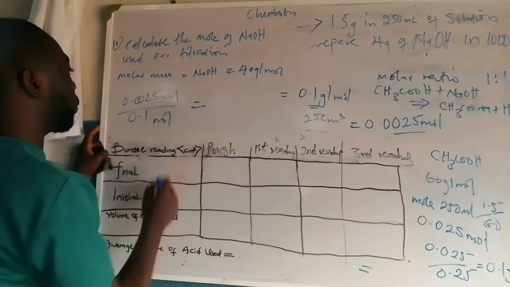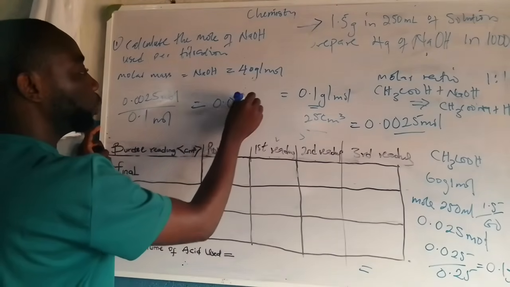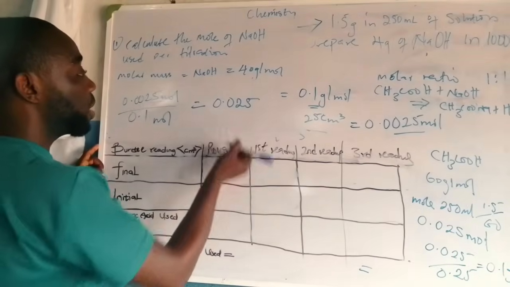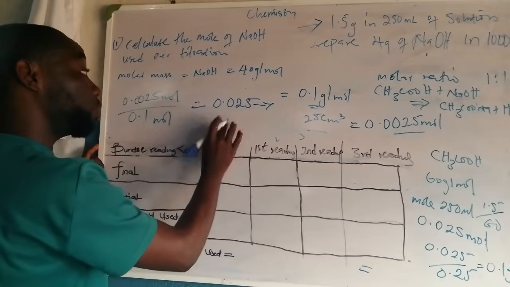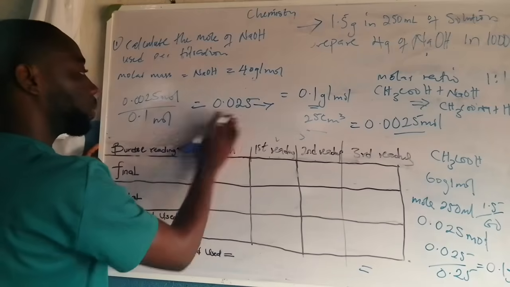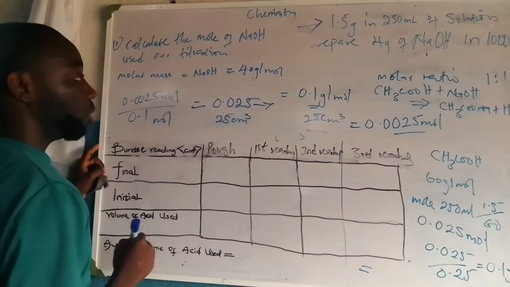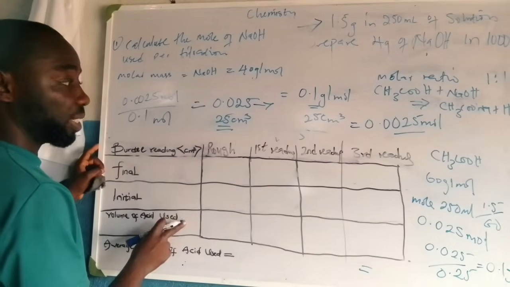It will now give us 0.025. This is what it will give us, 0.025. Now when you convert it to milliliter, it will give you 25 cm cube. Okay, so this is our expected volume of acid.